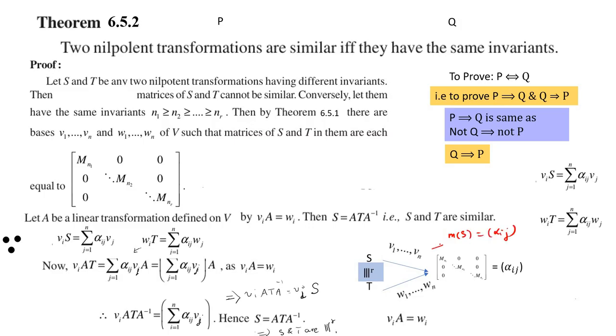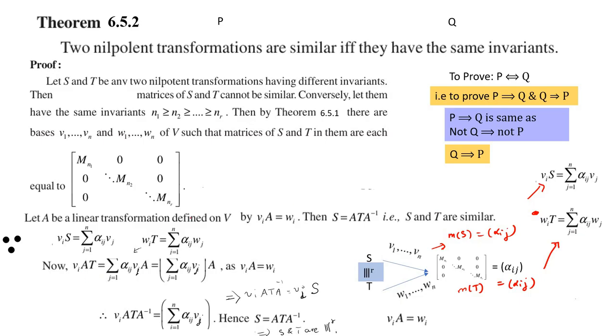In which basis? This one. So how could it be written? ViS is equal to summation alpha ij Vj. And similarly, matrix of T in this basis is again alpha ij. So how can it be written? WiT is equal to summation alpha ij Wj. So now you consider this WiT equal to summation alpha ij Wj.